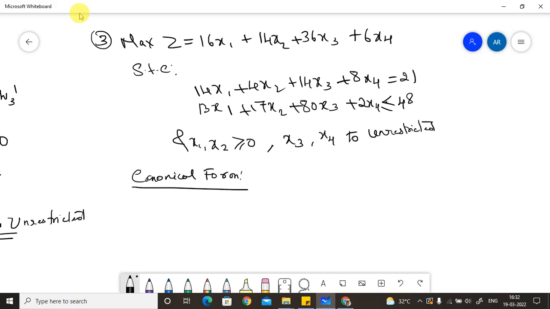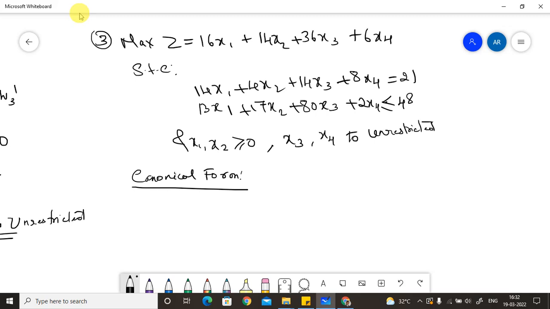So when you are going to convert into canonical form, we have to remember here, what is it that we need to remember? That the equal to symbol can be written in two ways, less than or equal to and greater than or equal to, and the second constraint will be less than or equal to only. Canonical form means maximization, everything should be less than or equal to. That is what we need to do.